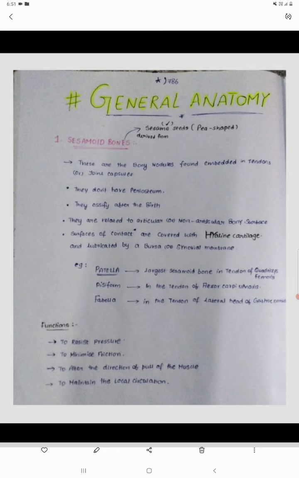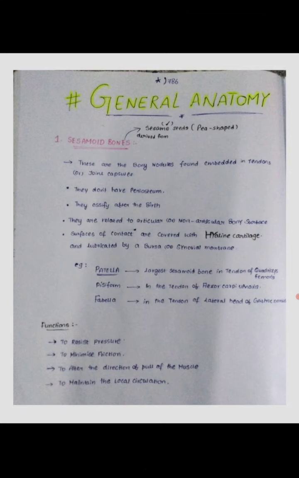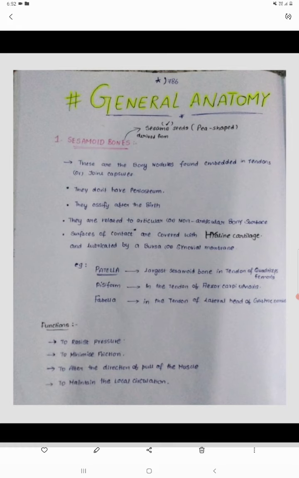Okay, let us get started. This is the sesamoid bone. A sesamoid bone is nothing but a bony nodule found embedded in tendons or joint capsules. What does it mean? Sesamoid bones are very small, rounded, pea-shaped bones, and the word is derived from the Arabic word sesame. They are bony nodules embedded in tendons, meaning tendons of muscles, and they don't have periosteum. It is a characteristic feature of the sesamoid bone.